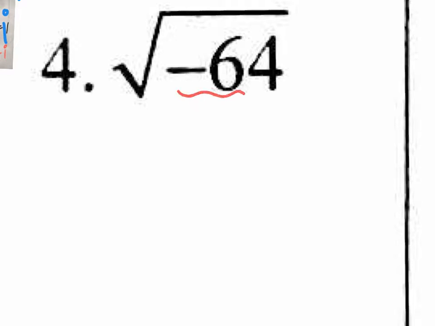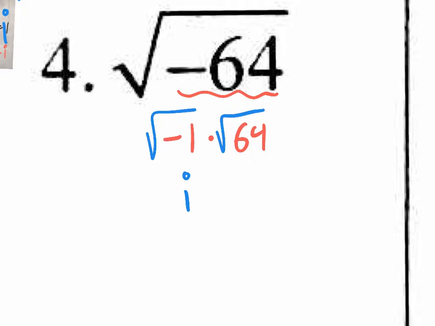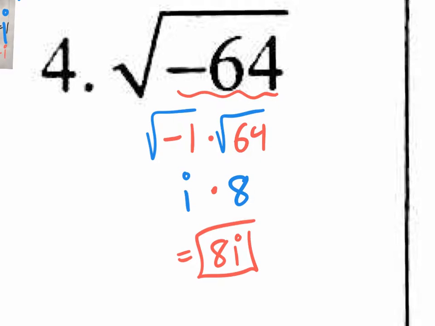Instead of negative 64, let's rewrite it as negative 1 times 64. And when you split that root, the square root of negative 1 is I, and the square root of 64 is 8, and we are multiplying them together. And like I said, I is just like any other variable. So if you had x times 8, do you leave it x8? No, you change it to 8x. So I times 8 is 8i. So there's your answer for number 4, 8i.